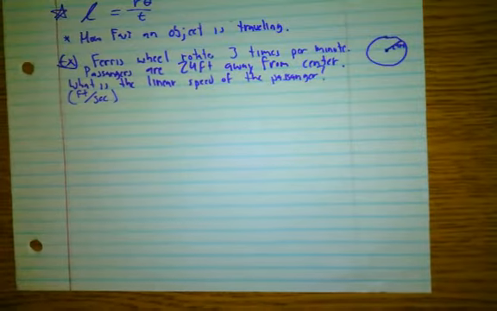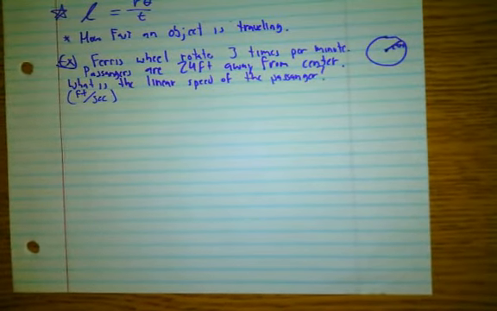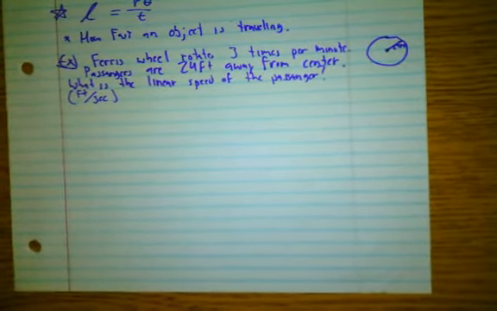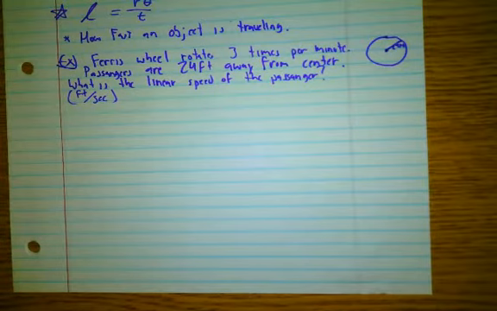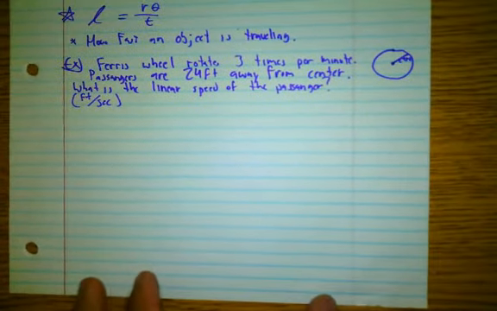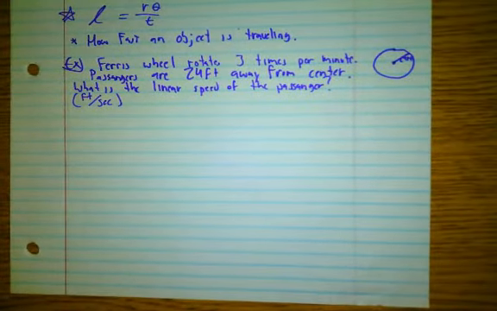So we have a Ferris wheel. It rotates 3 times per minute. Passengers are 24 feet away from the center. What is the linear speed of the passenger in feet per second? So pretend you're the one riding this Ferris wheel. What would be your linear speed as you are traveling on that Ferris wheel? Okay? Alright. Any thoughts of how you would start this problem, or what we could do here?